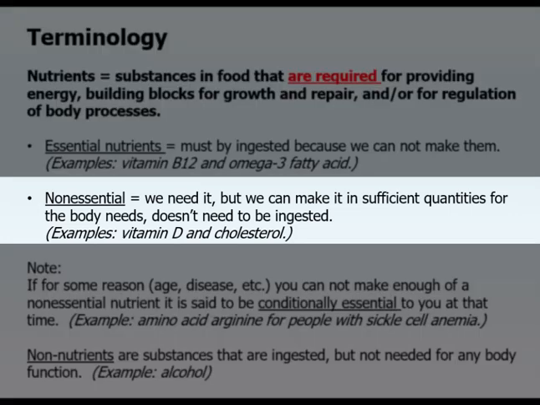The non-essential nutrients, we can make enough on our own. We don't have to have them in the food we eat. This is going to include many of the amino acids that form our proteins and some of the vitamins.